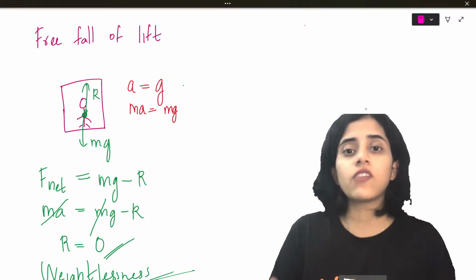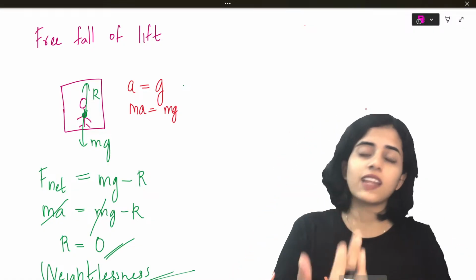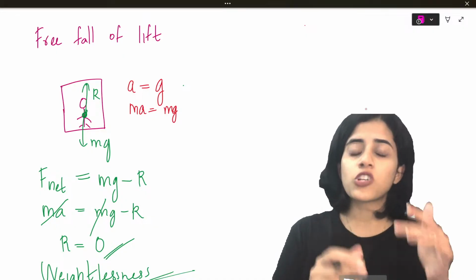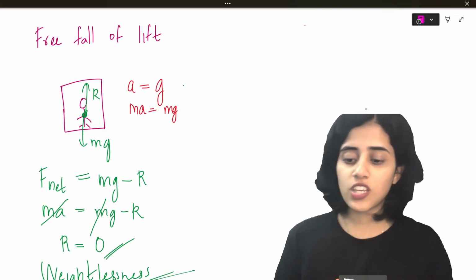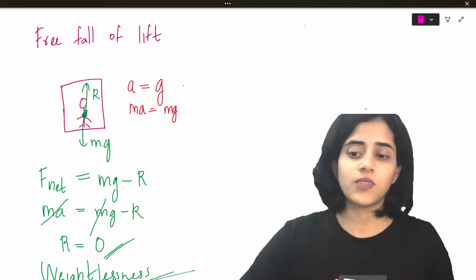So why did you feel heavier in the first case? Because normal reaction was greater. You felt lighter because normal reaction was less. Now if normal reaction is zero, you will feel nothing. Okay.